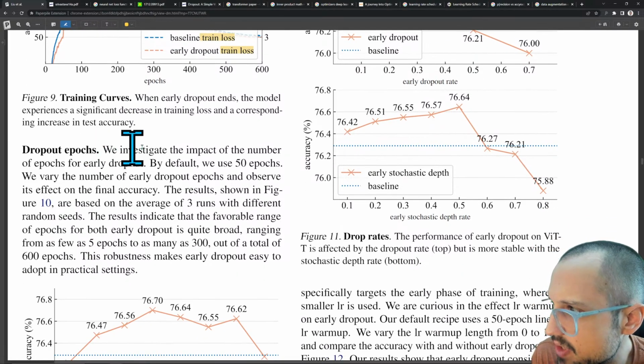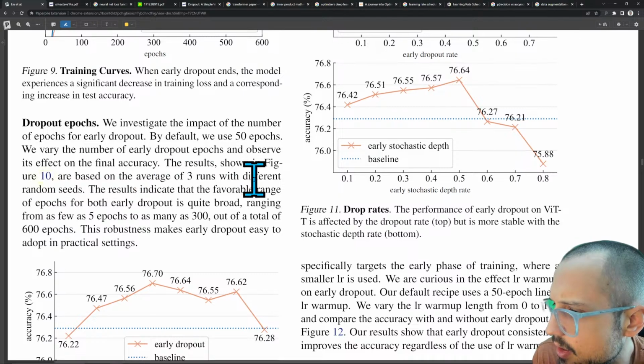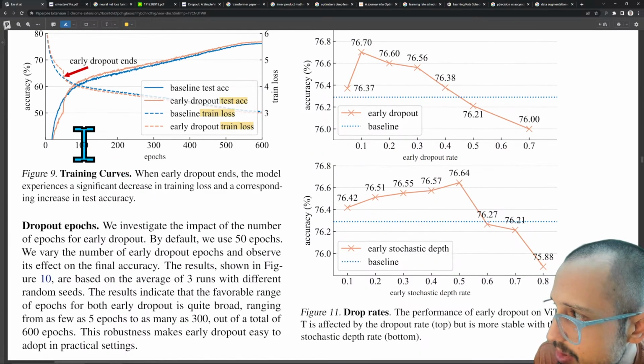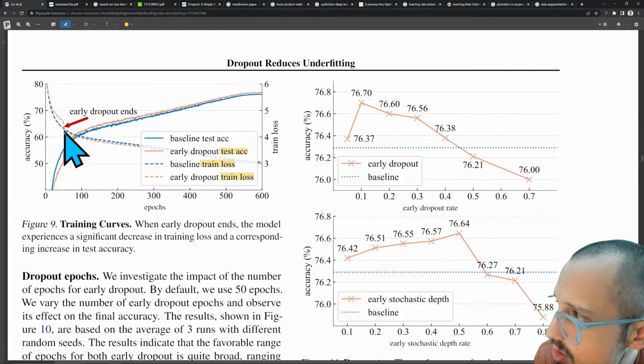Dropout epochs. We investigate the impact of the number of epochs for early dropout. Use 50 epochs. We vary the number of early epochs and observe its effect on final accuracy. Okay, so here they change the epoch at which the early dropout happens. So you see here, the early dropout is happening at about epoch 50.